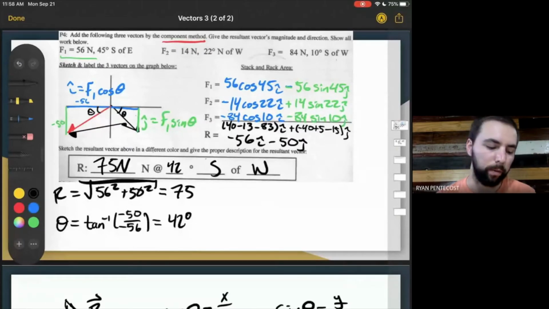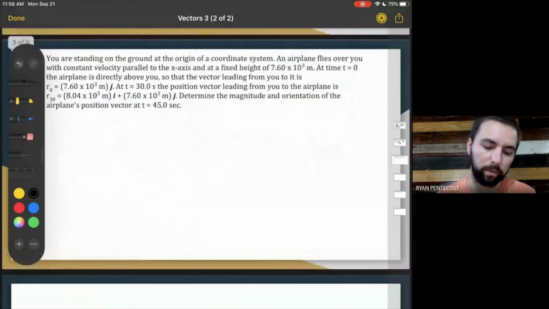All right, next problem. You are standing on the ground at the origin of a coordinate system. An airplane flies over you with constant velocity parallel to the x-axis and at a fixed height of 7.6 times 10 to the third meters. At time equals 0, the airplane is directly above you, so that the vector leading from you to it is r naught equals 7.6 times 10 to the third meters j.